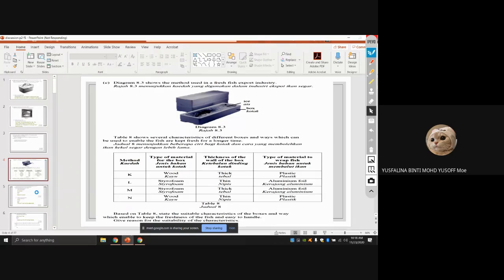This asks you to find the type of material for the box. You have to use styrofoam, because styrofoam is a good insulator, and it can also prevent heat from being lost to the surrounding.